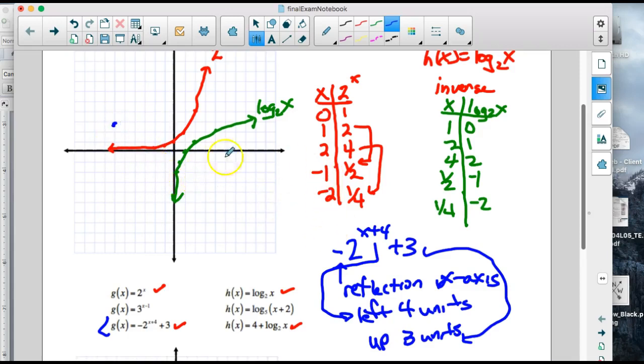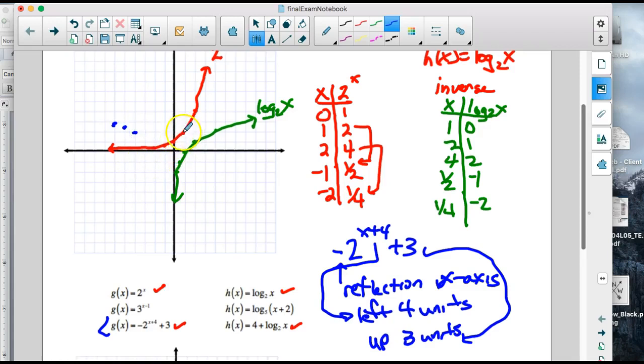And then the next point, which is this one that's at a half, we reflect. It would move down here. Then it would move over 4, 1, 2, 3, 4, and then up 3 units, 1, 2, 3. So it would be right here at the half. Okay, this point here at 1 would be reflected here to -1. Then we move 1, 2, 3, 4, and up 3, 1, 2, 3. It would go through this point here.